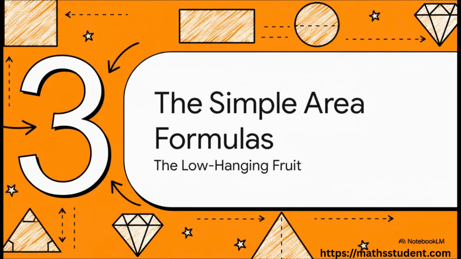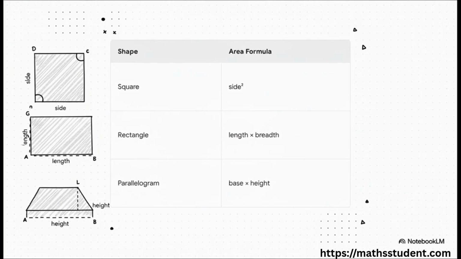Okay, so we know the family, but how do we actually measure the space they take up, their area? Let's start with the easy stuff, the low-hanging fruit, the formulas for the most common, most symmetrical members of the family. For these really regular shapes, the formulas are just wonderfully simple. A square? Just multiply the side by itself, side squared.